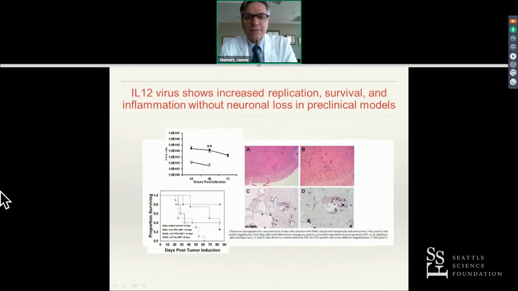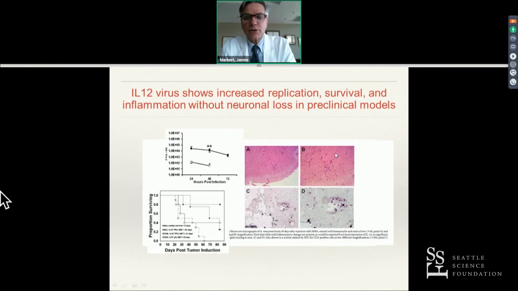When we looked at other preclinical models, we saw that our virus, the IL-12 virus, was able to replicate better, and that's due to some changes in the genetic engineering of the virus. This is the IL-12 virus in vitro looking at replication, and this is the parent virus, and you can see there's a marked improvement in replication. When we compared the IL-12 virus to another virus, like an IL-4 virus or the parent virus in our various preclinical models, we saw that the IL-12 was the best performer.